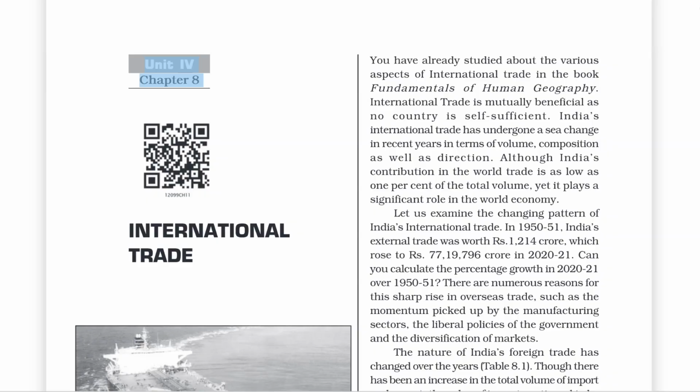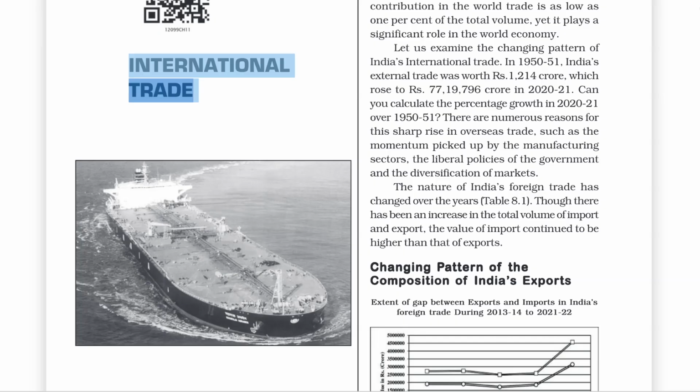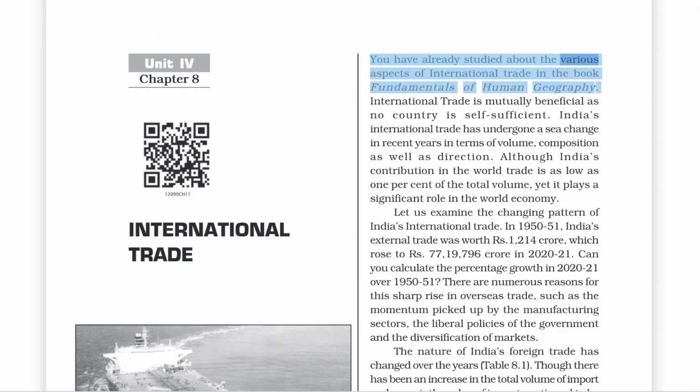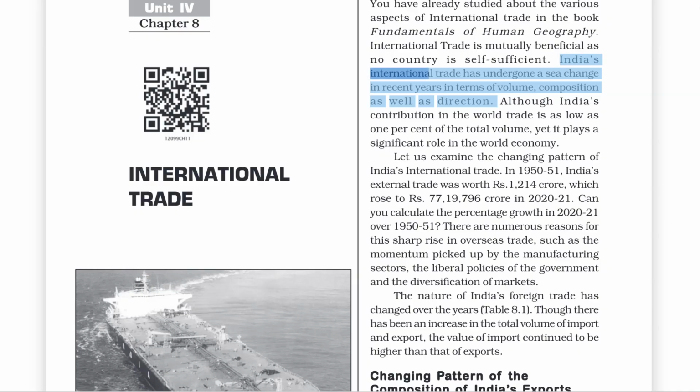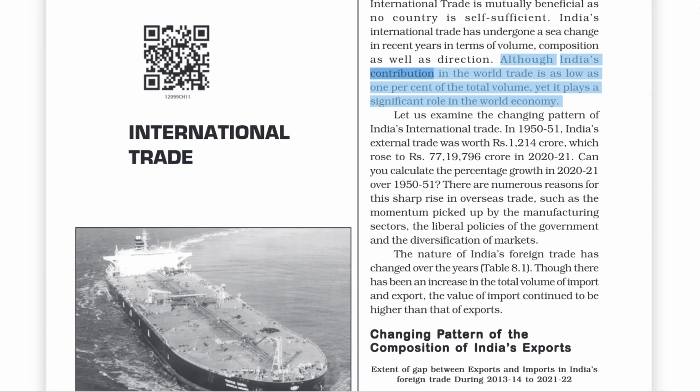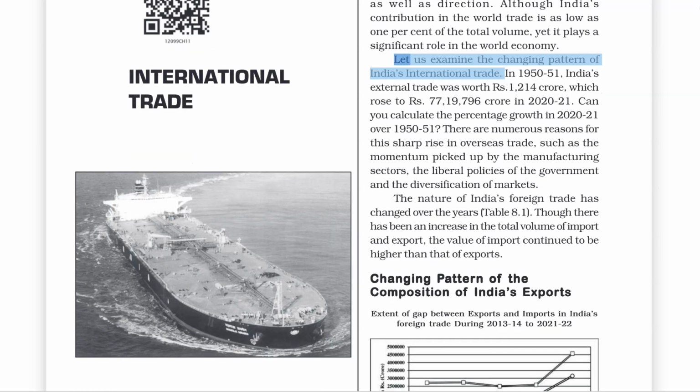Unit 4, Chapter 8. International Trade. You have already studied about the various aspects of international trade in the book Fundamentals of Human Geography. International trade is mutually beneficial as no country is self-sufficient. India's international trade has undergone a sea change in recent years in terms of volume, composition, as well as direction. Although India's contribution in the world trade is as low as 1% of the total volume, yet it plays a significant role in the world economy.